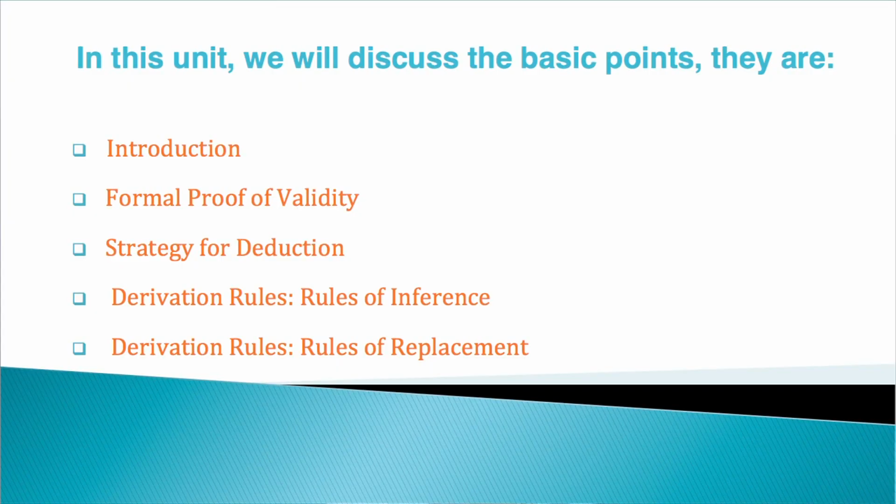Dear learners, today I will take unit number 6 of the second semester philosophy, that is logic 2. The unit name is formal proof of validity. Dear learners, in this unit we will discuss the basic points. They are formal proof of validity, strategy for deduction, derivation rules, that is rules of inference, and second one derivation rules, that is rules of replacement.